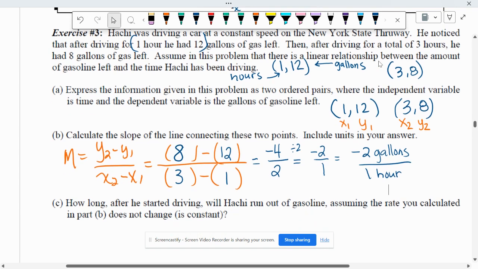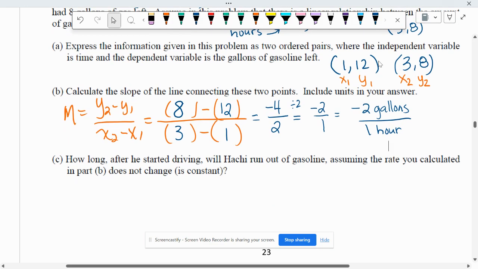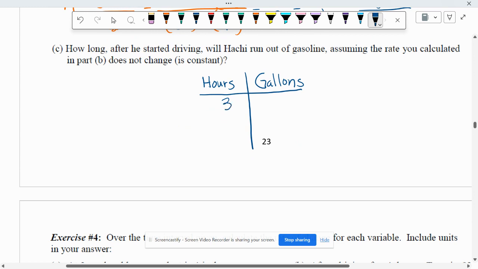So how long after he started driving will he run out of gas, assuming that this rate that we calculated does not change? So I just made a table: hours and gallons. Because I just have to visualize it, right? And I know that if I have been driving for 3 hours, I have 8 gallons. That was our last ordered pair. And what's happening to our gallons every hour? Yeah, our gallons are going down by 2 for every +1 hour.